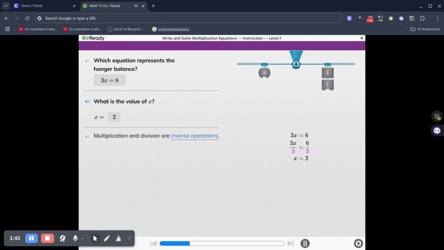Multiplication and division are inverse operations. To get x by itself, you divide it by 3 on both sides. That is because dividing by 3 is the opposite of multiplying by 3.